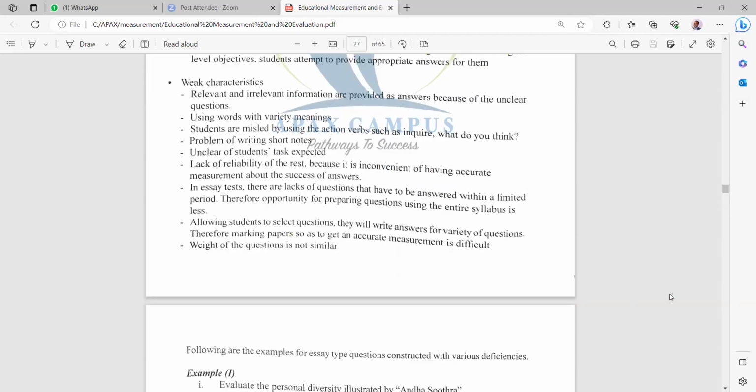Now we look at weak characteristics of these essay type questions. Relevant and irrelevant information are provided as answers because of unclear questions. Now, if the question is not clear, there's a tendency of the candidates writing about something else.